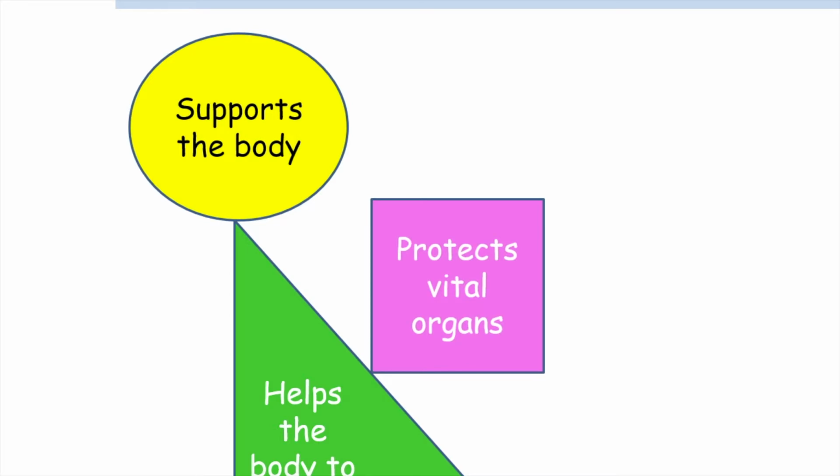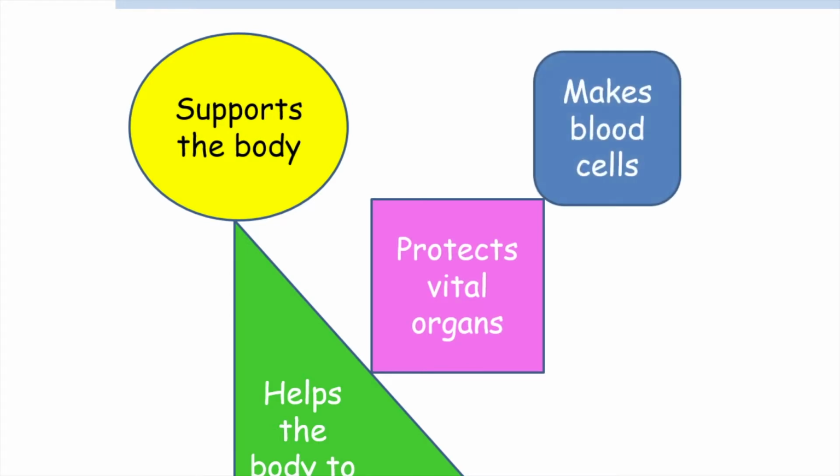Hello, Year 7. There is a question that I would like you to think about. The question is, what are the 4 functions of a skeleton, which you looked at from the last lesson? Hopefully you were able to get them right. The first one is support the body. The skeleton helps the body to move. It protects vital organs, and it makes blood cells.